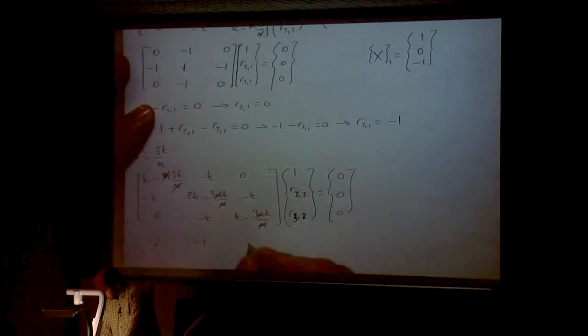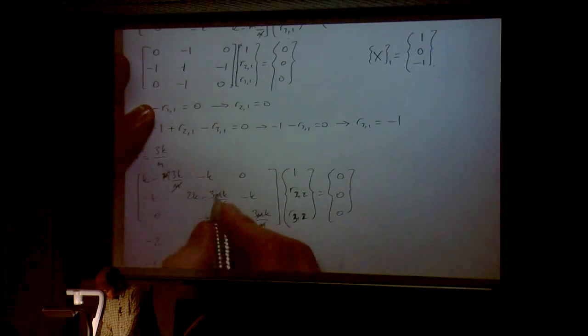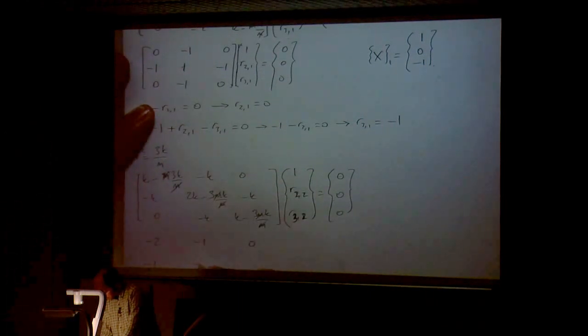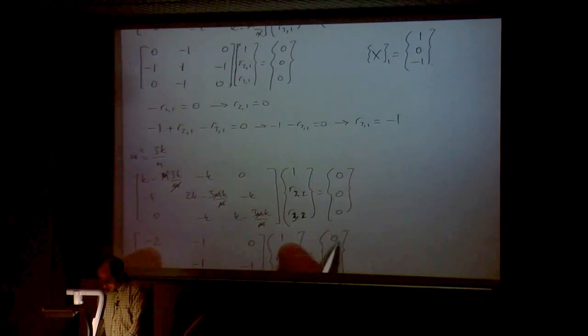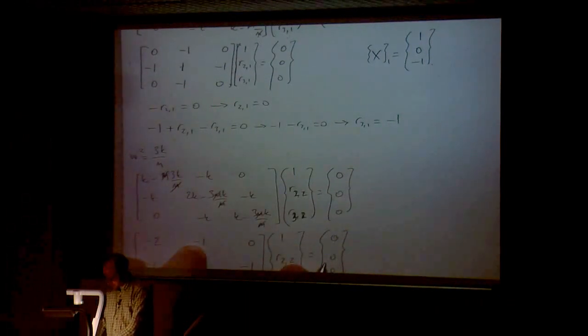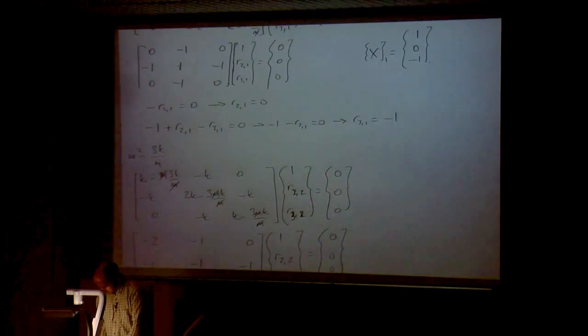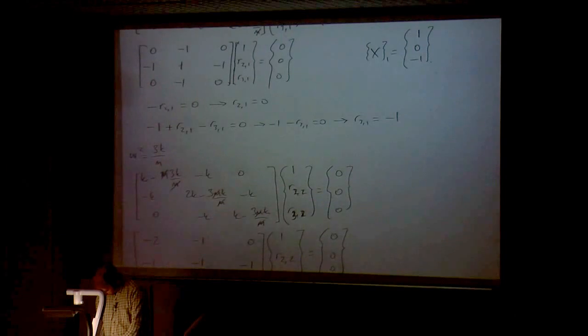Minus 1, 0, minus 1, 2k minus 3k, minus 1, minus 1, 0, minus 1, k minus 3k, minus 2. So taking the first line, we've got minus 2 times 1, minus 1 times R22, and 0 times R32. So we have minus 2 minus R22 equals 0. Therefore, R22 is going to be minus 2.